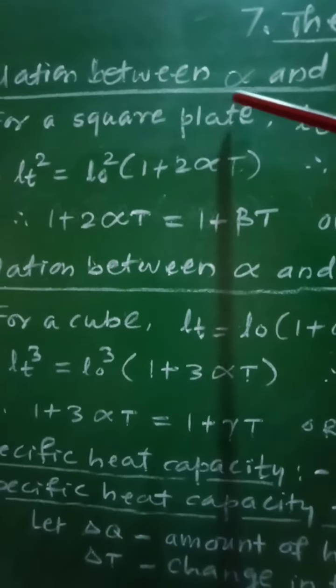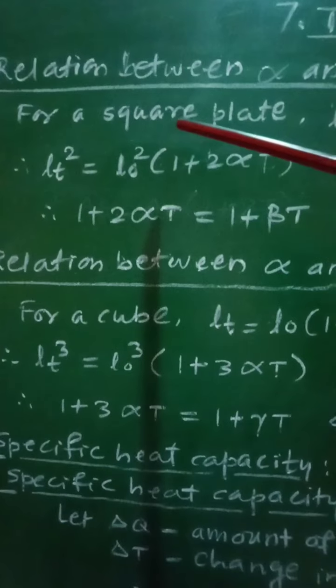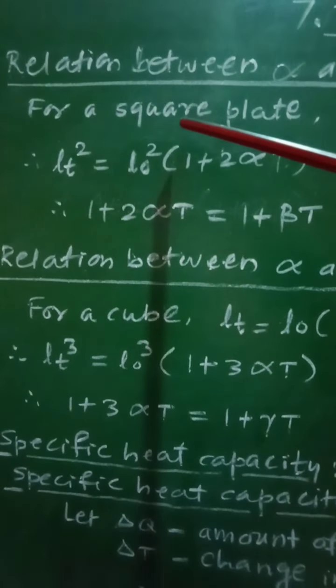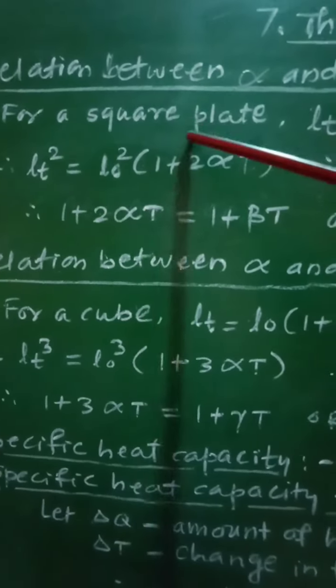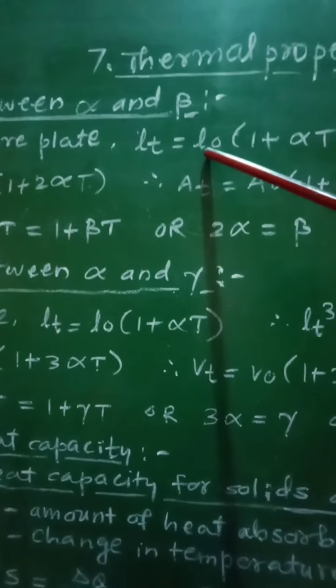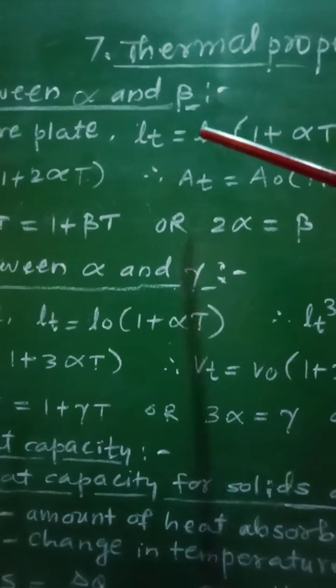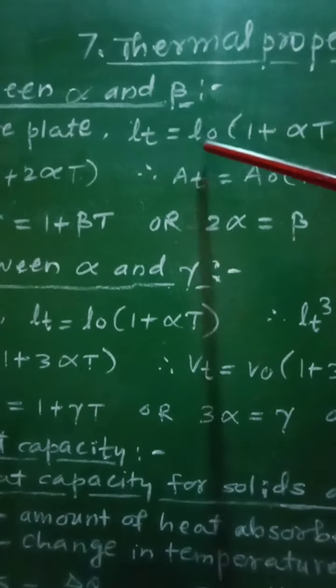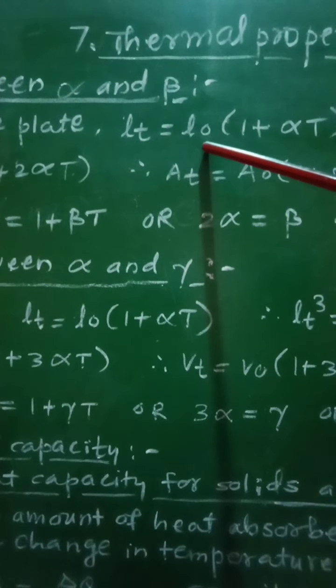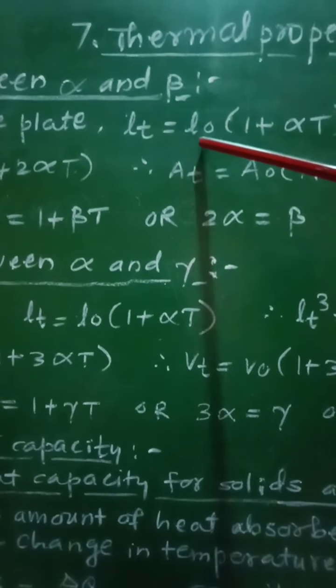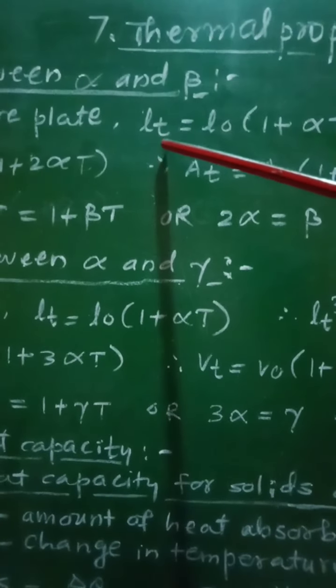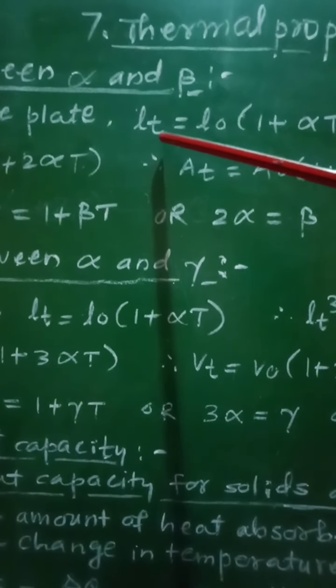In order to obtain this relation, let us consider a plate in the form of a square. For that square plate, let L0 be the length of each side at 0 degrees Celsius temperature, and when it is heated to temperature T, its final length becomes equal to LT.